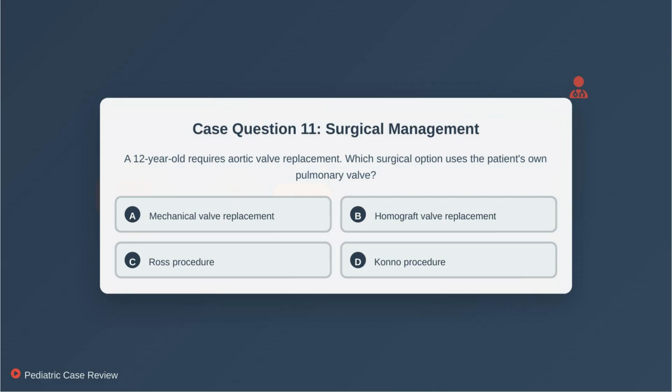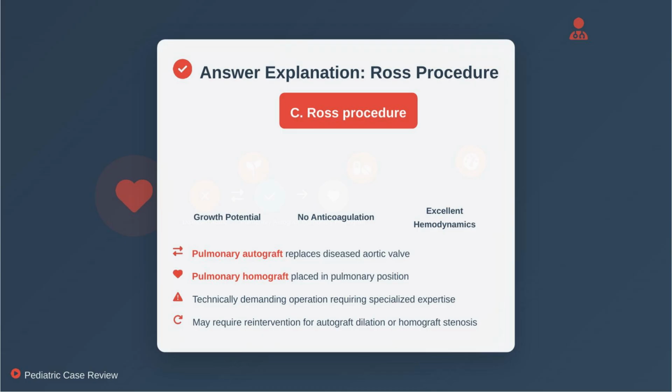A 12-year-old requires aortic valve replacement. Which surgical option uses the patient's own pulmonary valve? A. Mechanical valve replacement. B. Homograft valve replacement. C. Ross procedure. D. Cano procedure. The correct answer is C.